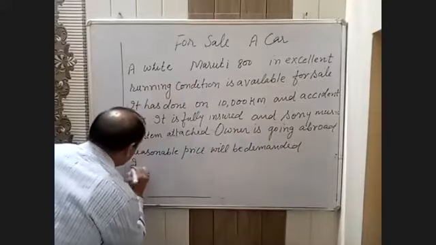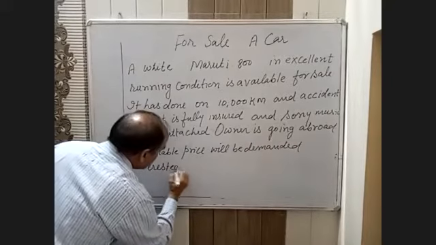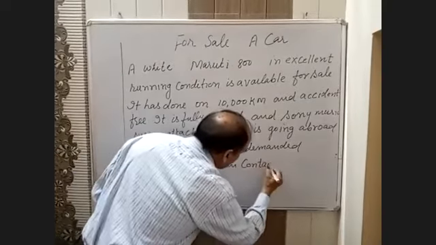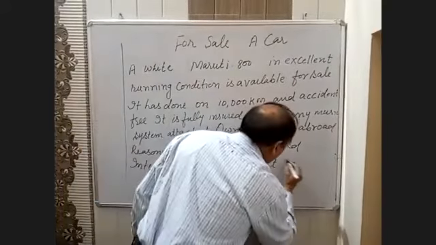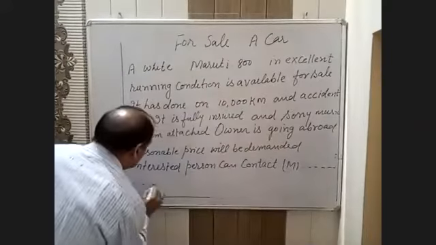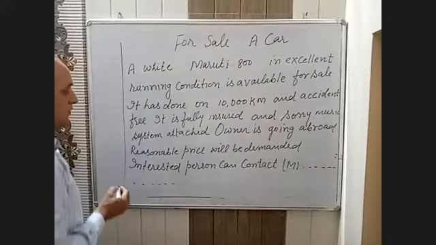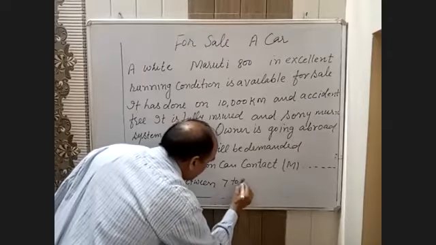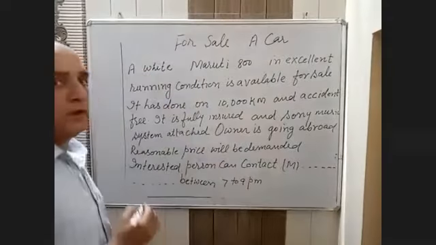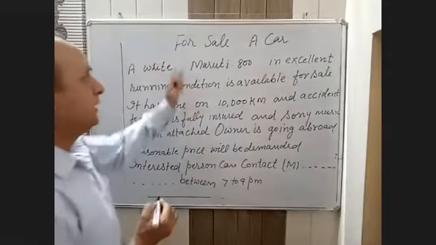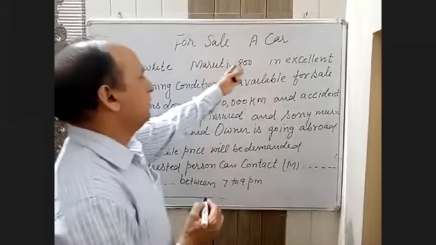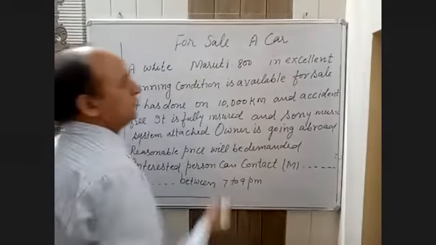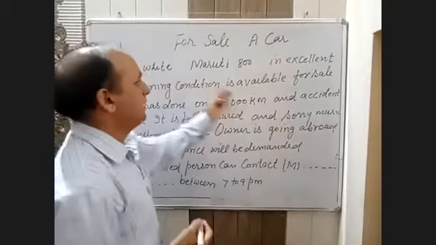Now, the interested person can contact on a mobile number, which you can give, and even the house number if someone wants to see the address, between 7 to 9 PM. This is the time when they can visit personally or contact. If you want them to see the condition, you can also write the model, for example 2019 or 2020: a white Maruti 800, excellent running condition, available to see.